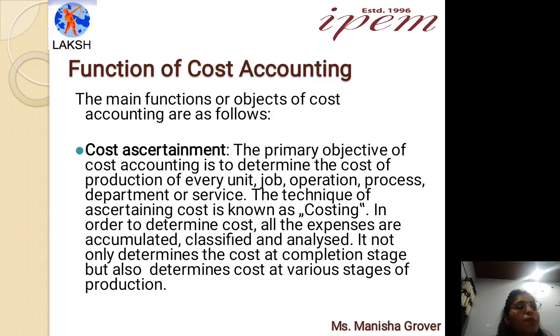So with the help of this, we can take up corrective measures accordingly. So ascertainment is to determine the cost of production in every unit, in every job, in every operation, in every process, in every department, and in every service.